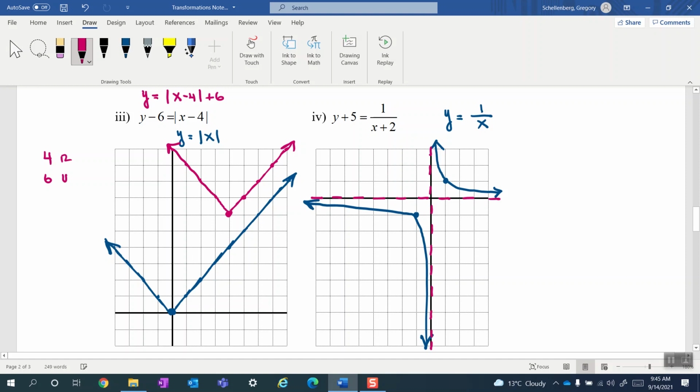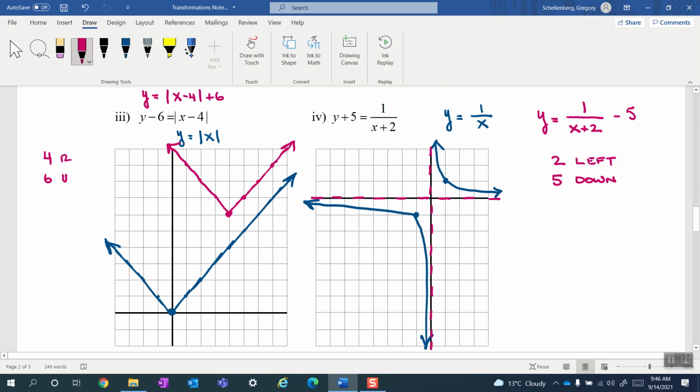Okay, so from here, let's identify now what the translations are of this transformed function. And I'll just start by rewriting the equation having isolated y. So we get y is equal to 1 over x plus 2, and then minus 5. Okay, so essentially we've replaced x with x plus 2. This is going to shift the graph 2 units to the left. We've replaced y with y plus 5, which gives us a q value of -5, which shifts the graph 5 units down.